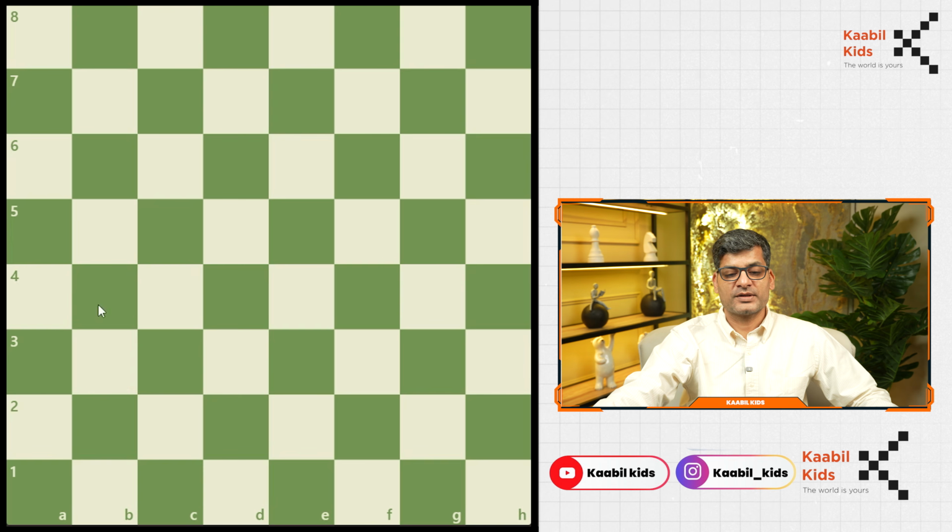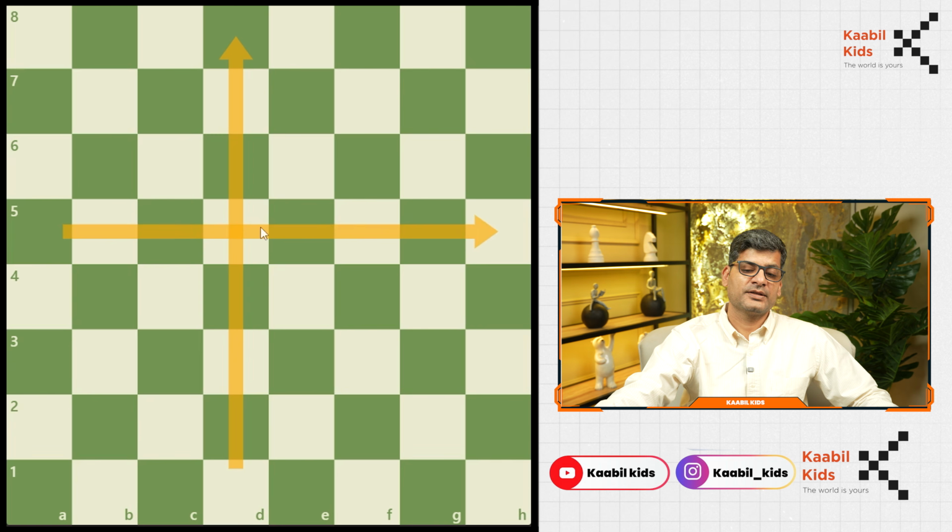Okay. Now again, once again for your revision. So these are the files, the standing lines. These are the ranks, the sleeping line, and this is a diagonal. Okay. And we now also know what is the name of each of the squares. So I hope you have found this video very informative. Now you know how many squares there are in the chessboard. There are 64. There are light squares, there are dark squares, there are files, there are diagonals, and there are the ranks. Okay.